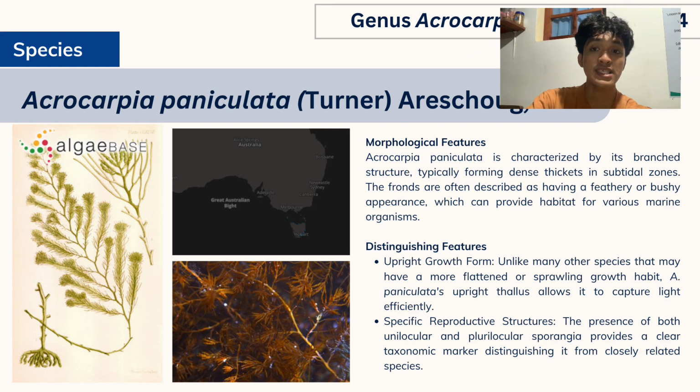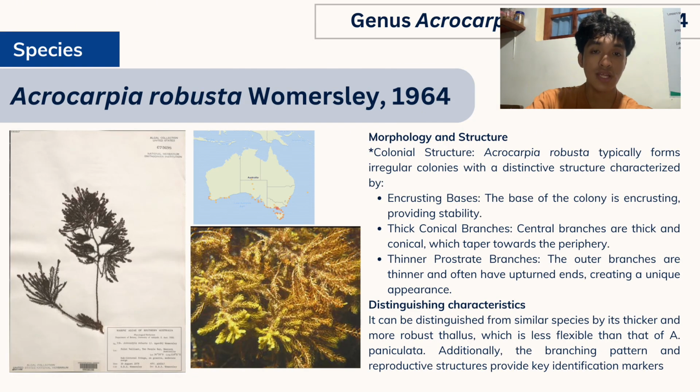The next species is Acrocarpia robusta from the genus Acrocarpia. The morphological structure is that it typically forms irregular colonies with a distinctive structure characterized by, first, encrusting bases. The base of the colony is encrusting, providing stability.